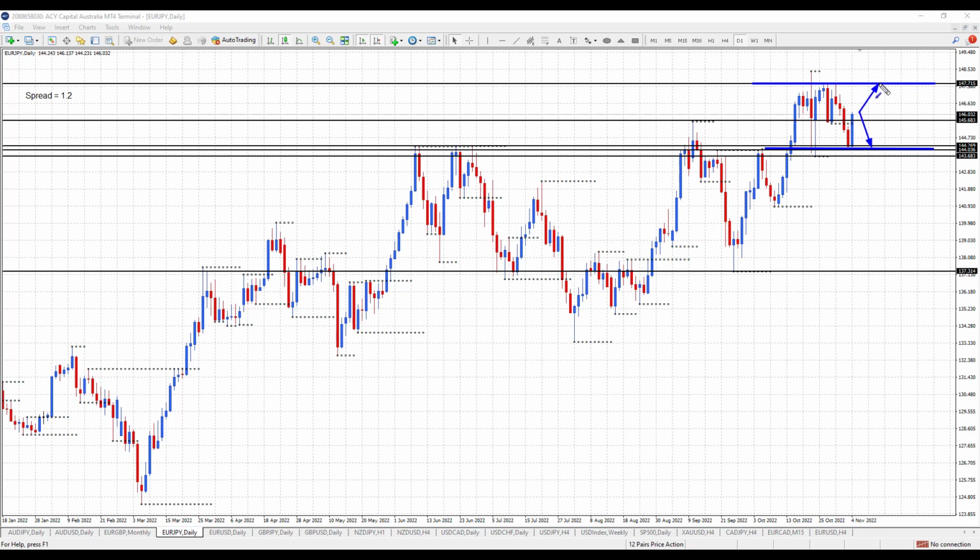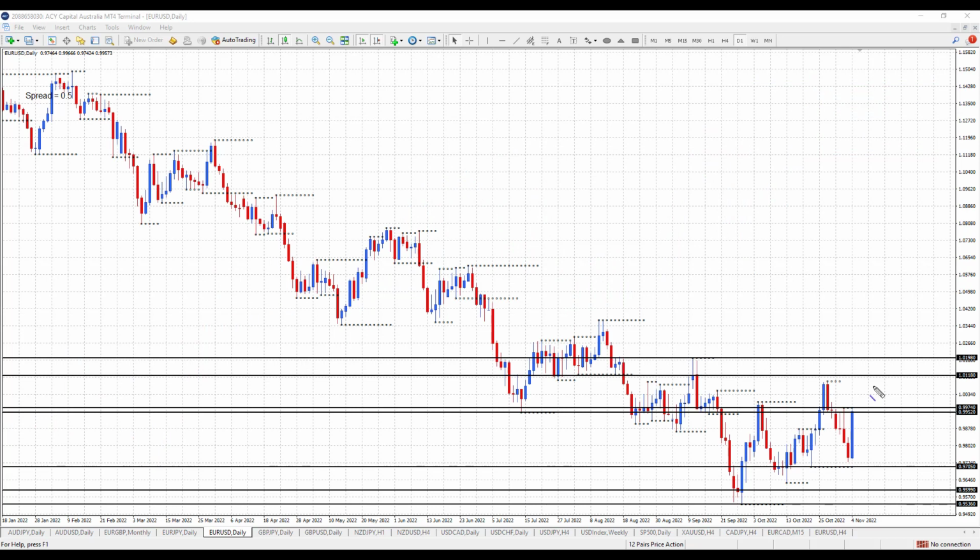Do we hold and fail at the top of the range for a movement back down to the bottom of the range? So hopefully you're seeing that a lot of these pairs are in some form of range. Are we simply moving up to the top of the range to fail to move back down? Alright, so that's what I'm going to be looking for on the Euro Yen next week.